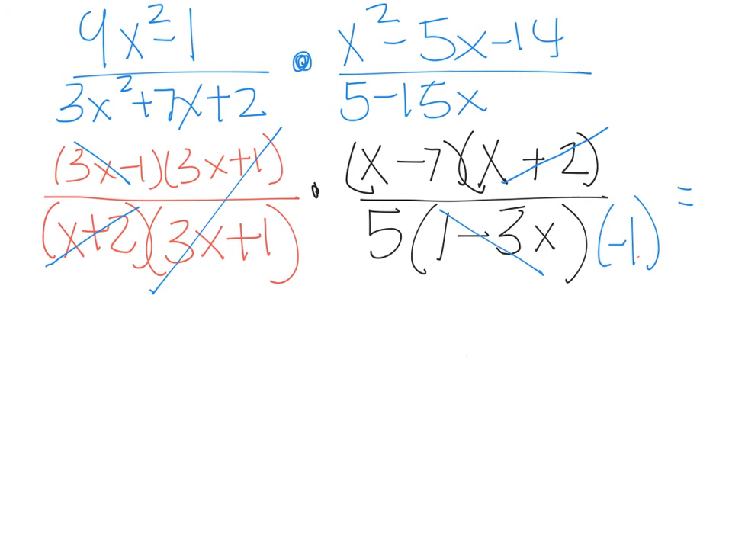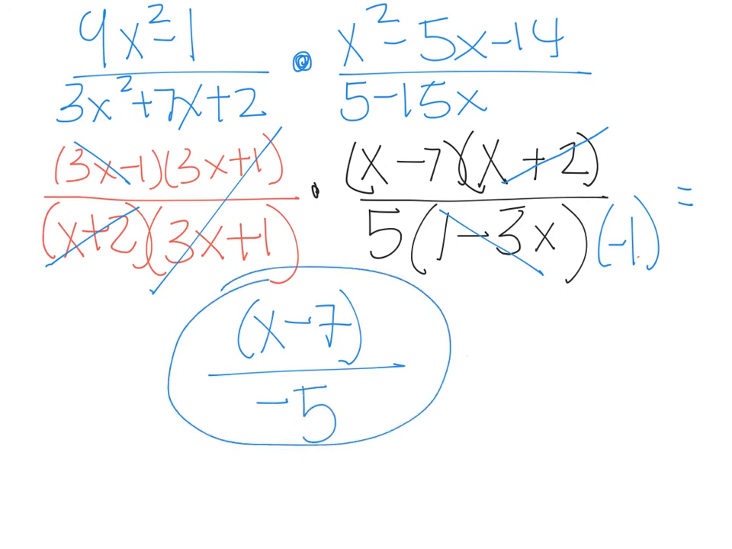Okay, so let's see what we have left in the top. We have x minus 7 in the top, and in the bottom we have a 5 times negative 1, so that's just negative 5. So this would be our ending simplified version of that original division problem we had. Again, remember you could have put the negative 1 in the top, so your answer may have looked slightly different, but what we're looking for is an equivalent solution.